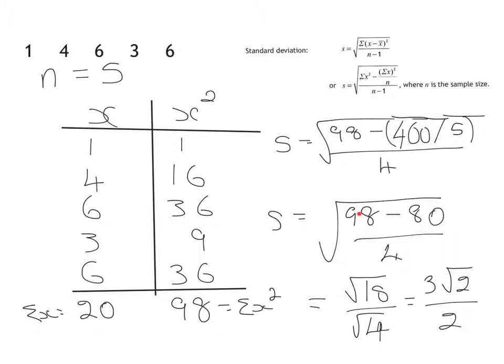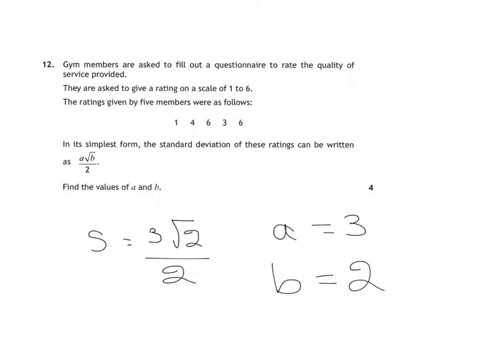So we have 98 take away 80 divided by 4. So you end up with square root 18 over the square root of 4, which, as I've said before, simplifies to 3 root 2 over 2. Now again, you have to say A equals 3 and B equals 2 in order to get your marks. So your standard deviation is equal to 3 root 2 over 2, but because it's asking for A and B, A equals 3, B equals 2. It's what's inside that square root, not the square root of 2. Don't do that.